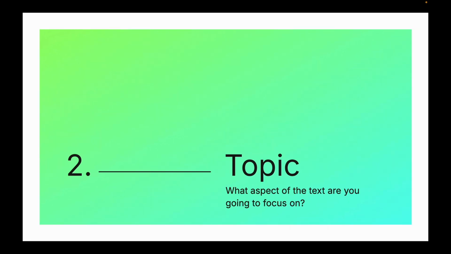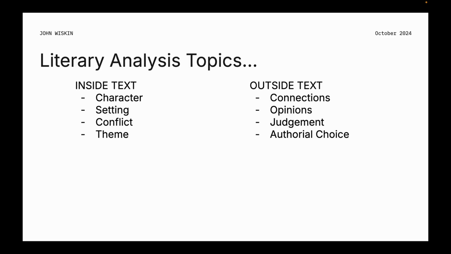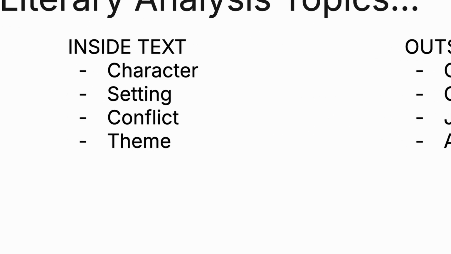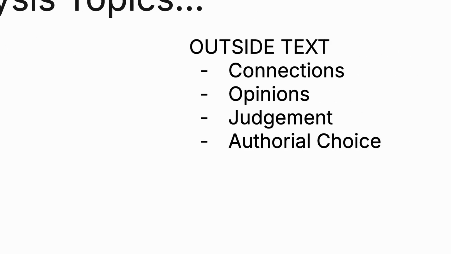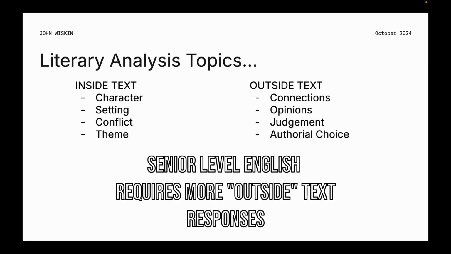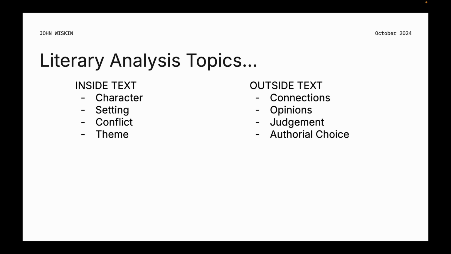The second thing we want to take a look at is the topic. What aspect of the text are you actually going to focus on in your writing? For literary analysis essays, there are really only about 8 topics you're ever going to cover. 4 of them exist inside of the text: character, setting, conflict, and theme. And 4 of them will be outside of the text, because sometimes teachers, especially in senior level courses, might ask you to make connections or give your opinions or judgment about the book or write about the choices that the author is making when they write.